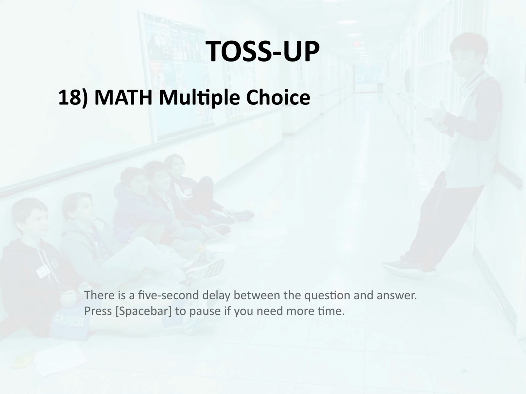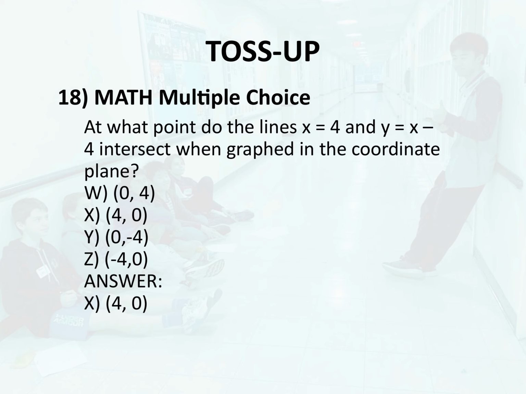Toss-up 18. Math. Multiple choice. At what point do the lines x = 4 and y = x − 4 intersect when graphed in the coordinate plane? W: (0, 4). X: (4, 0). Y: (0, −4). Z: (−4, 0). Answer: X, (4, 0).